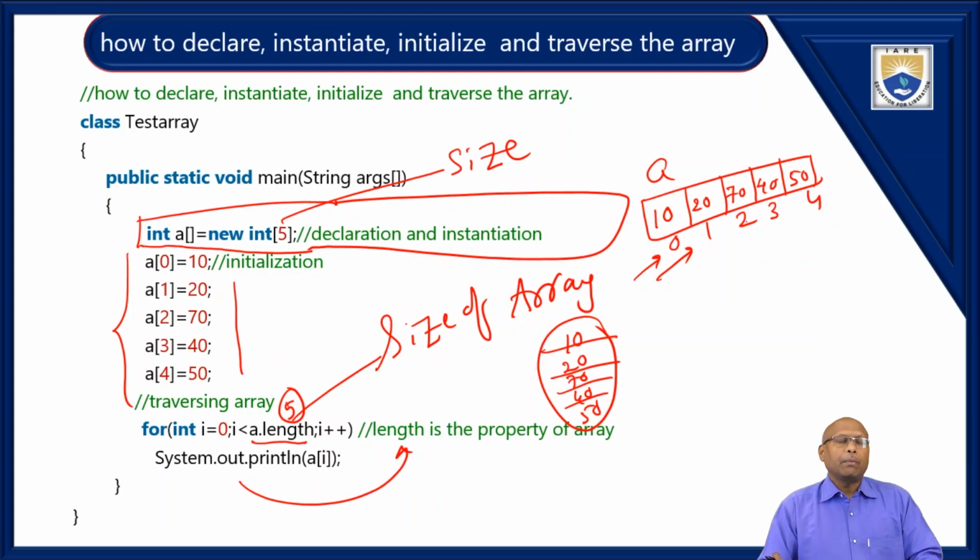So this is a simple example of how to declare the array, how to assign the values, and how to print the values. So this is a simple Java array. I hope it is clear. Anyway, we'll write a program also. First we will see how you can write the program.